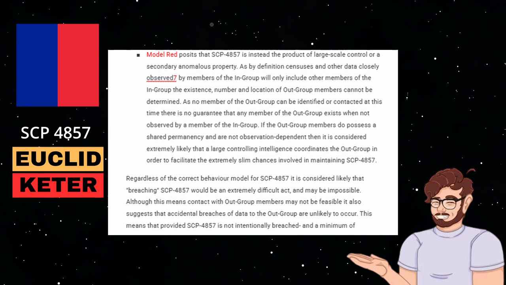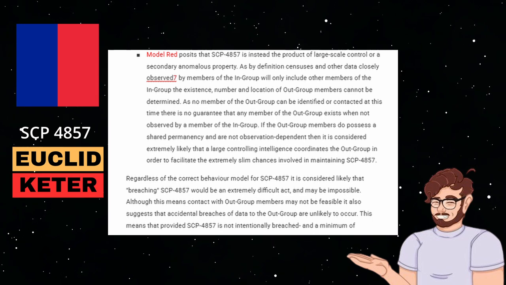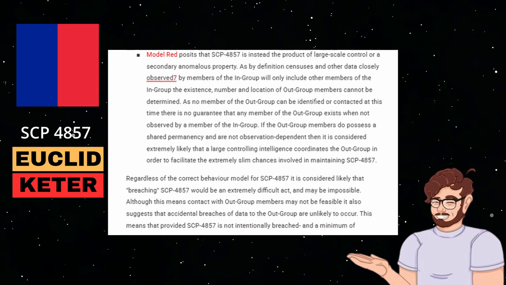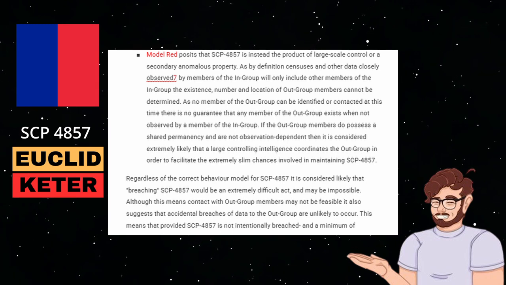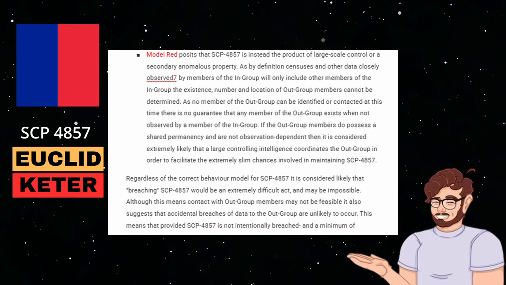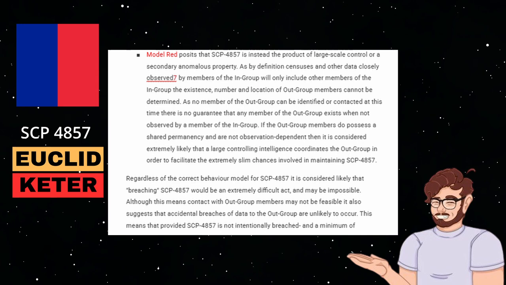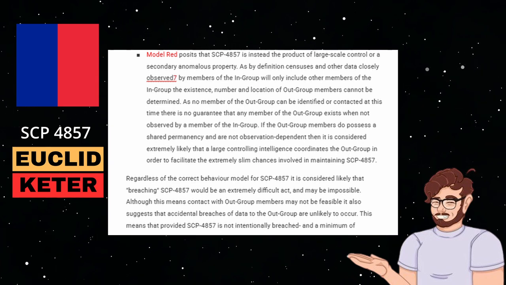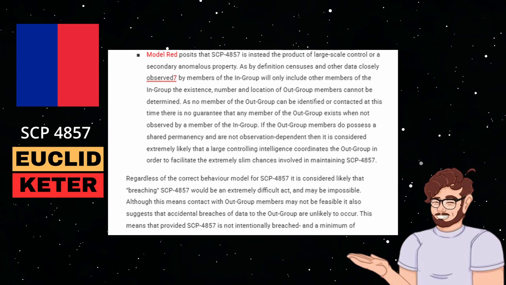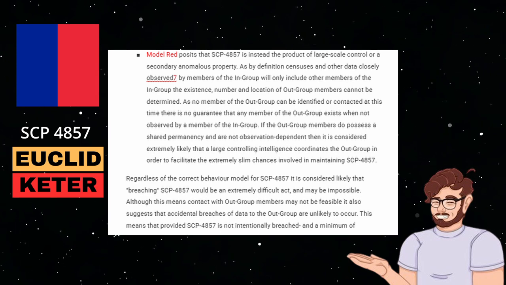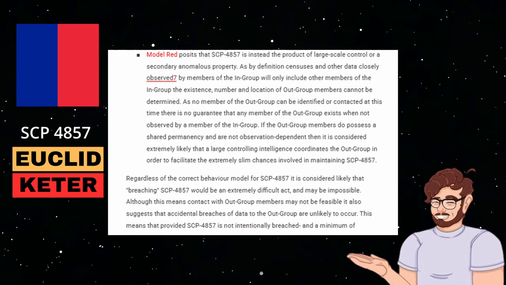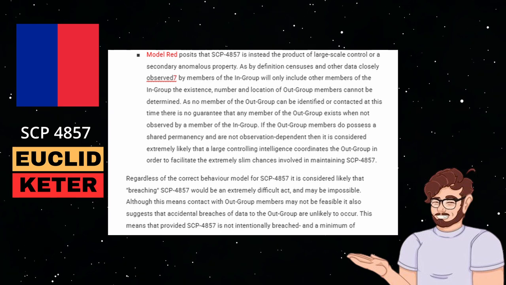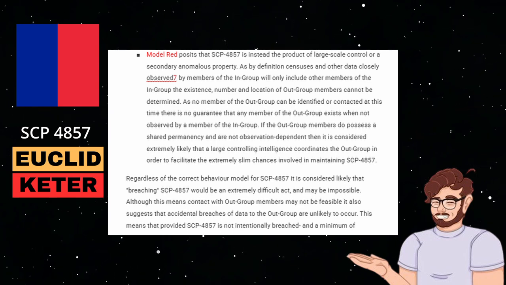The existence, number and location of outgroup members cannot be determined. As no member of the outgroup can be identified or contacted at this time, there is no guarantee that any member of the outgroup exists when not observed by a member of the in-group. If the outgroup members do possess a shared permanency and are not observational dependent, then it is considered extremely likely that a large controlling intelligence coordinates the outgroup in order to facilitate the extremely slim chances involved in maintaining 4857.